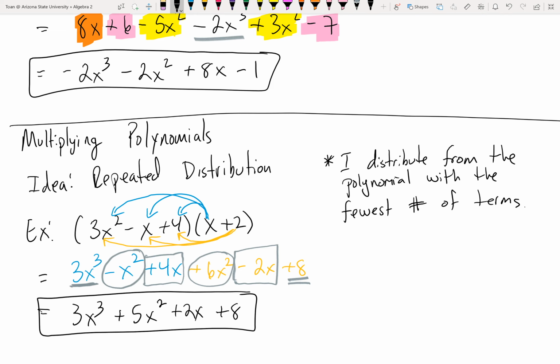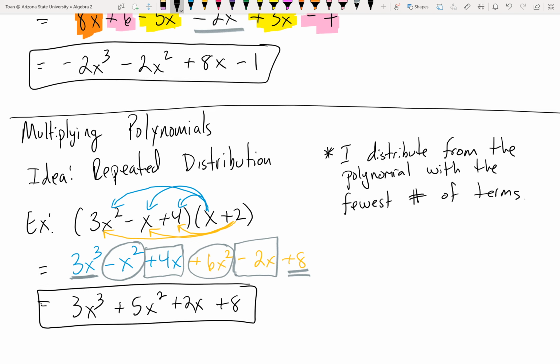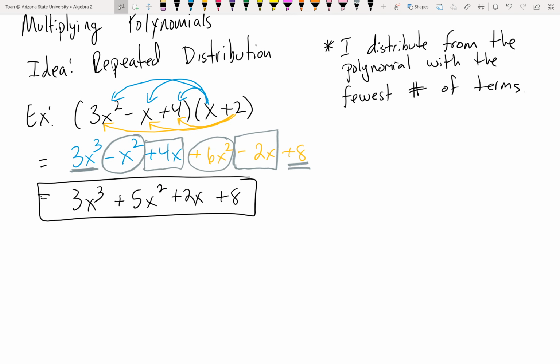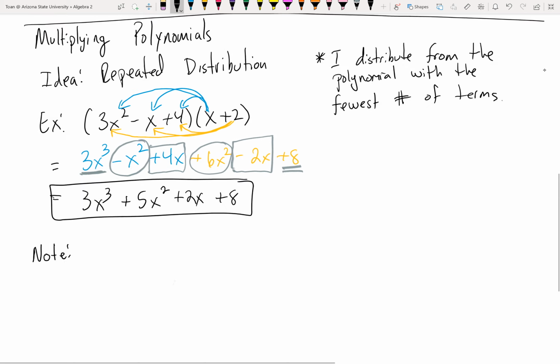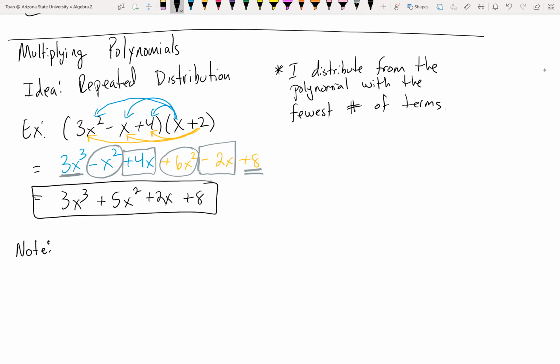There's no secret, there's no trick to operations with polynomial functions. I do want to make a note that multiplying is a binary operator. That is to say, you can only multiply two things at once.